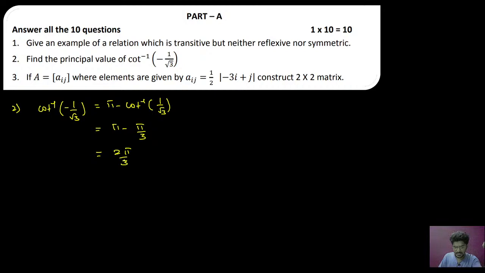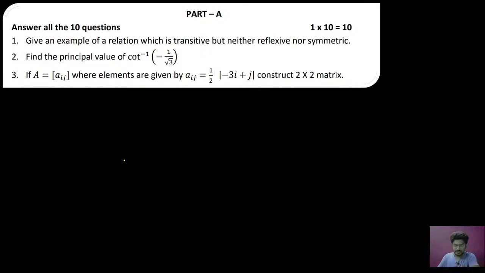You have to find the principal value of cot inverse of minus 1 by root 3. So you can just see, pi minus cot inverse of 1 by root 3. Cot inverse of 1 by root 3 is pi by 3. Pi minus pi by 3 is 2 pi by 3. Okay. Quickly we can go for the third problem.